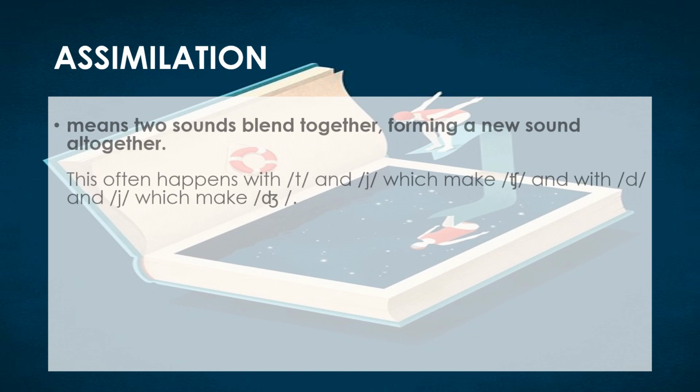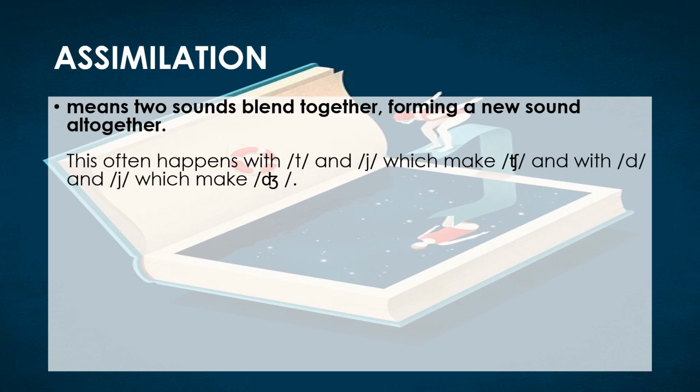Assimilation means two sounds blend together forming a new sound altogether. Tila may nabubuong bagong tunog or bagong sound. Sabi, it often happens with the sound T and the Y for ch, which make the ch sound, with the D and the Y, which makes the j sound.